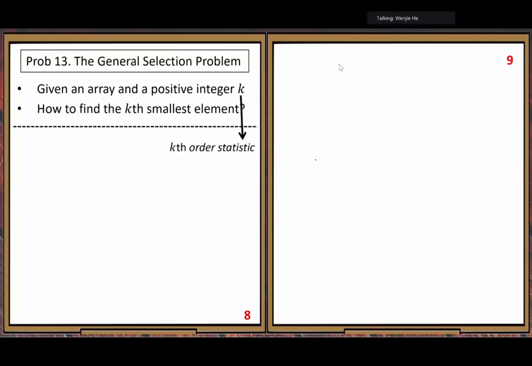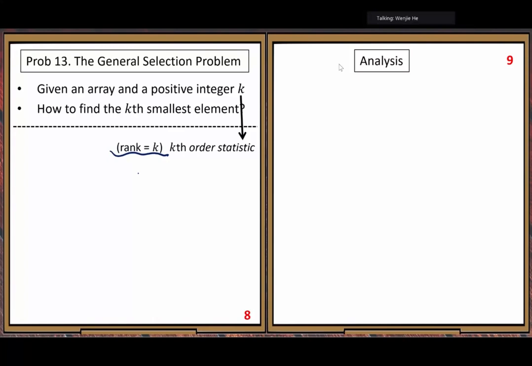There are several names for this k. Some official, formal name is called the kth order statistic. But many times people call it rank k. The rank is k. The smallest element, its rank is 1, then 2, 3, and so on. But it's just a name. All right.